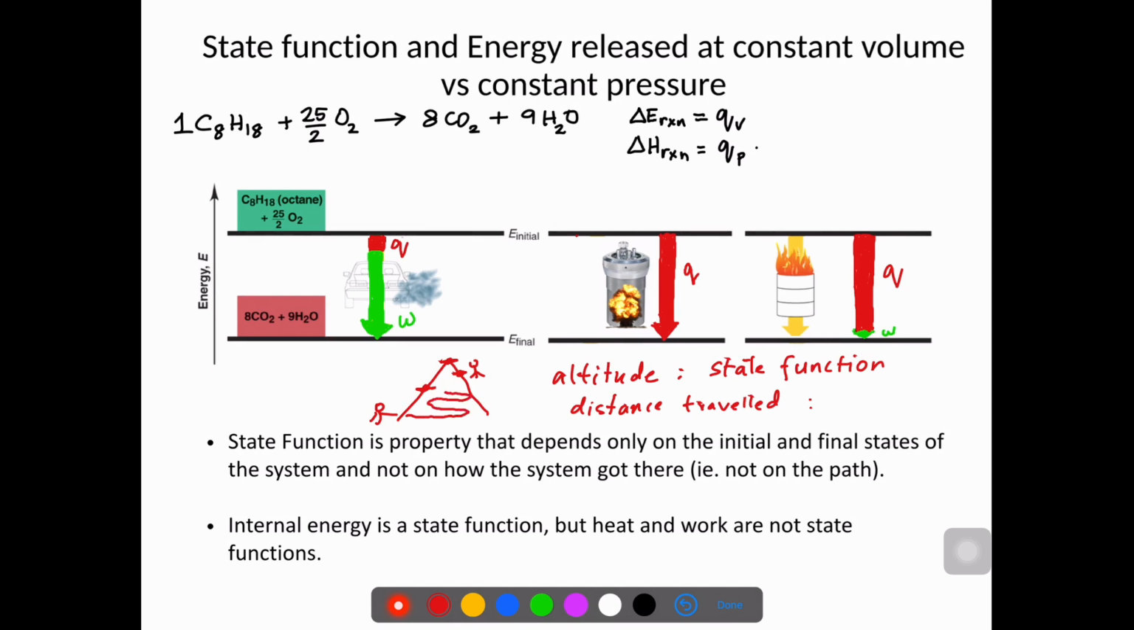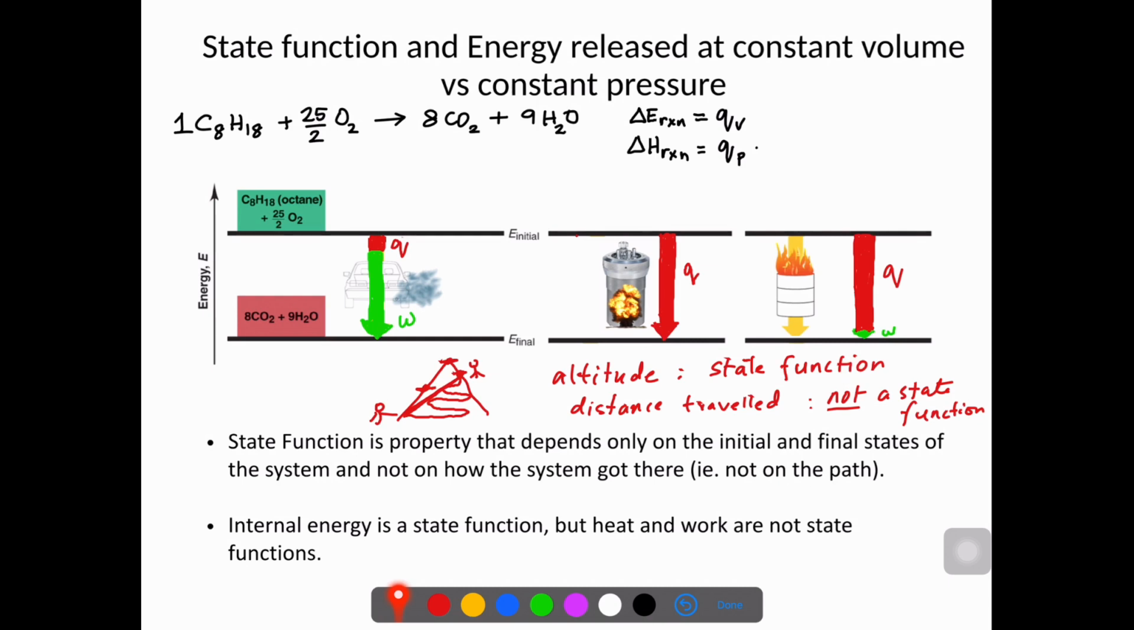So if you took a very windy road to get here, you would have traveled a lot of distance. Let's say you climb the mountain, you're a great climber, then your distance is shorter. So it depends on how you got there, right? The distance traveled depends on the path, and that's why this is not a state function. Let me reiterate, state functions do not depend on the path.